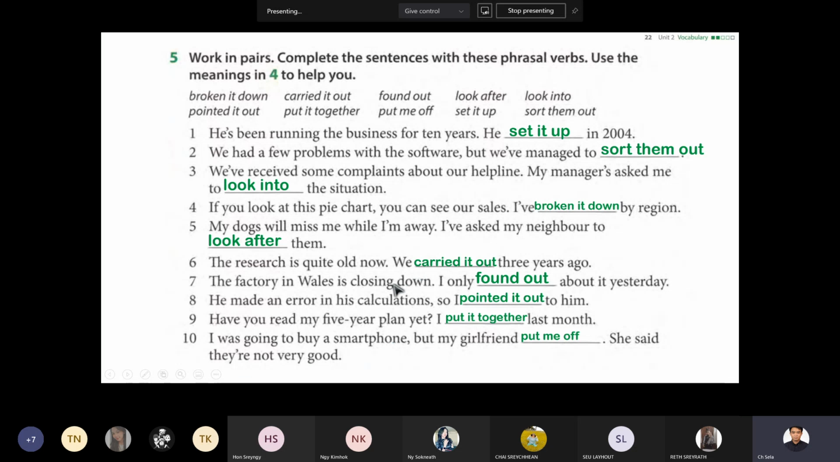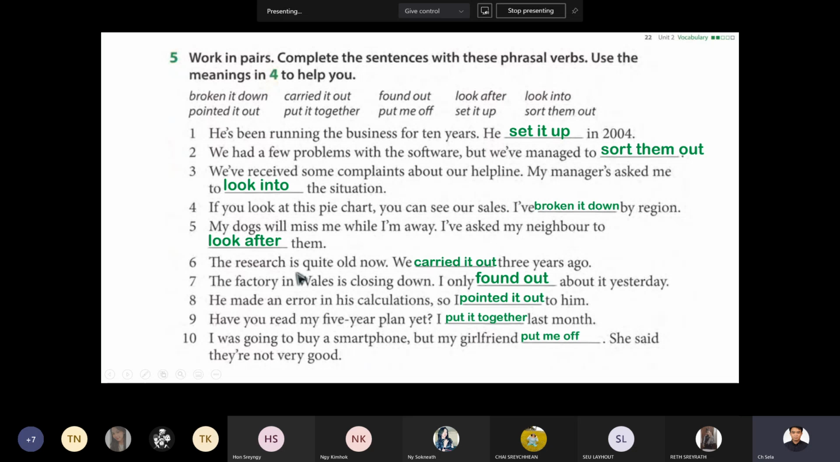Okay, so now before we have a break, I'm going to read number one until number 10 for you again. Please pay attention. Number one, he's been running the business for 10 years. He set it up in 2004. Number two, we had a few problems with the software, but we managed to sort them out. Number three, we received some complaints about our helpline. Our manager asked me to look into the situation. Number four, if you look into the pie chart, you can see our sales. I've broken it down by region. Number five, my dogs will miss me while I'm away. I've asked my neighbor to look after them.